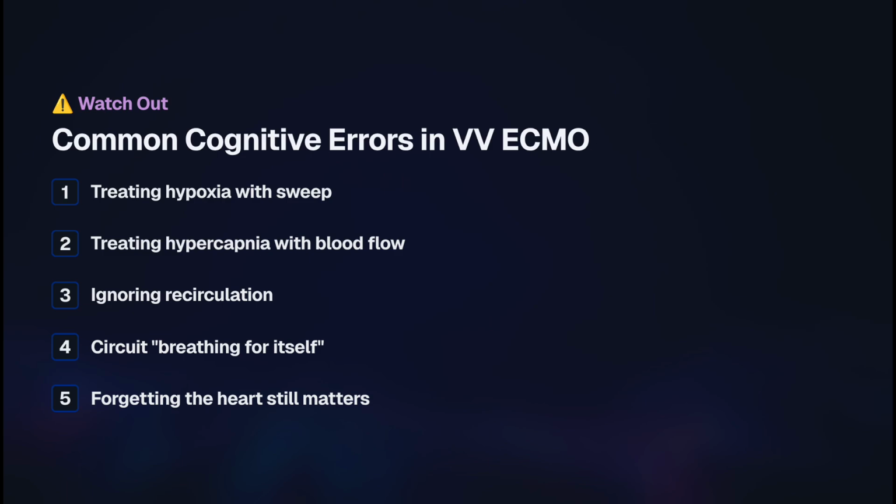Treating hypercapnia with blood flow fails because carbon dioxide clearance depends on sweep, not flow. Sweep works by maintaining a near-zero carbon dioxide on the gas side of the membrane, creating a pressure gradient that pulls carbon dioxide out of the blood.